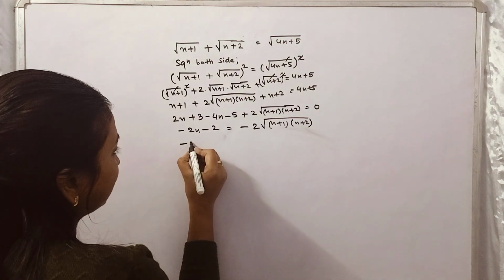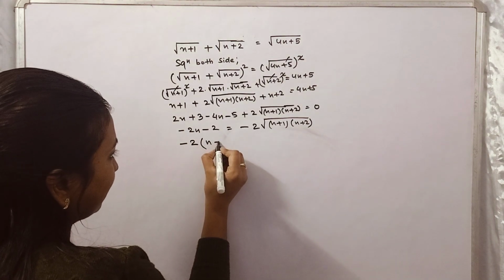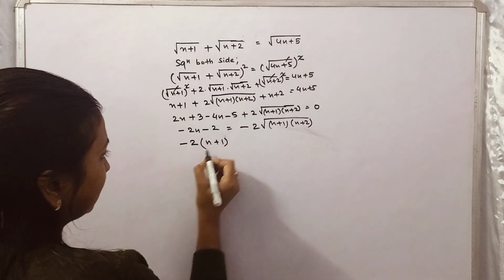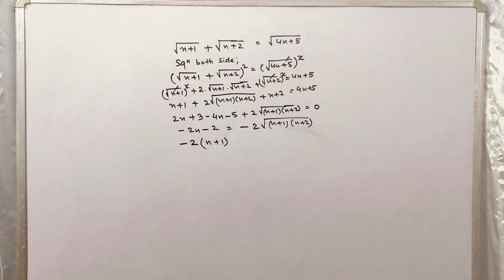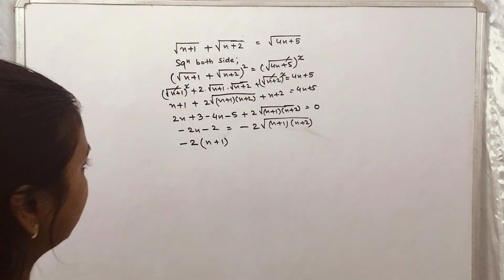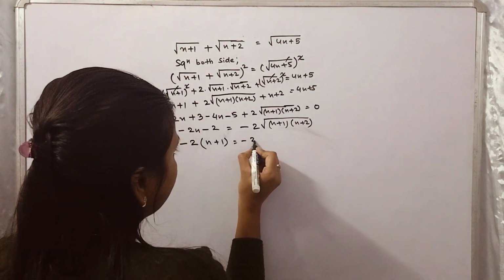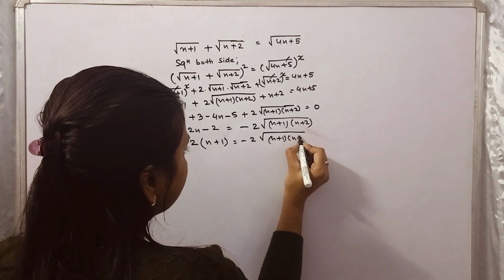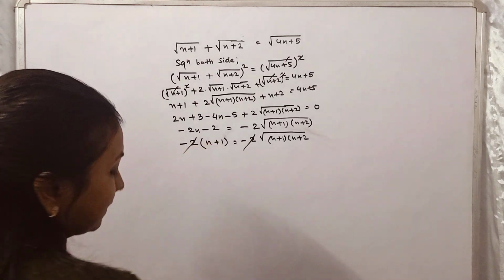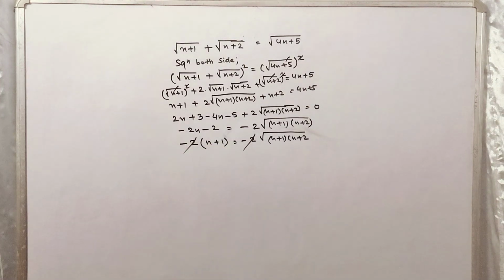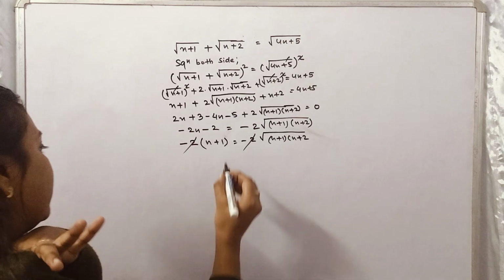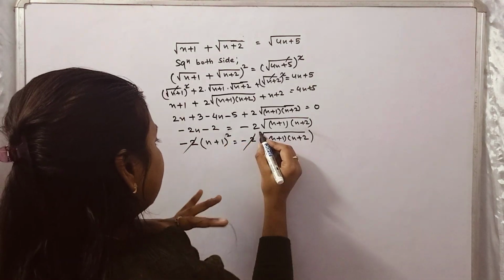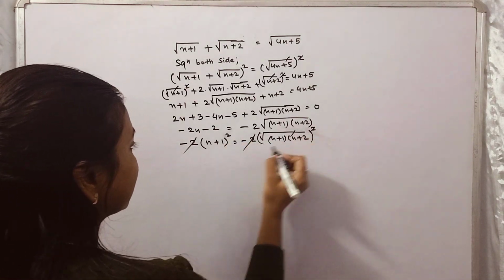So now we can take minus 2 common. So we have x plus 1. Right? We have x plus 1. So here we have x plus 1 and here we have minus 2 root under x plus 1 and x plus 2. So minus 2 and minus 2 get cancelled out. Now we have x plus 1 and this. Now we will square both sides again. So when we square both sides, this gets cancelled out.